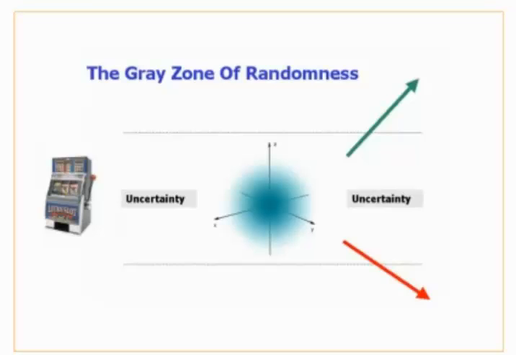Okay, so back to this concept of the gray zone of randomness at the point of entry. Our job as a swing trader is to do the technical analysis that's going to get us to the most exact high probability point of entry that's possible, but then to realize that once we pull the trigger, we've got a zone of uncertainty where the trade could go either way.